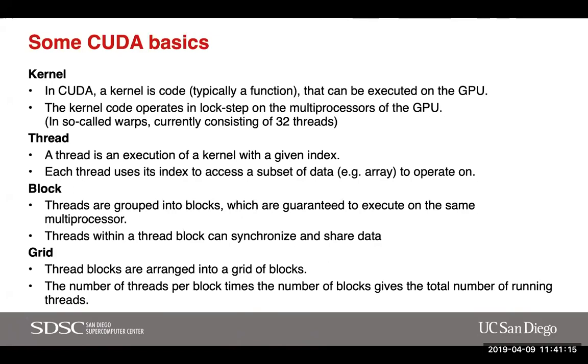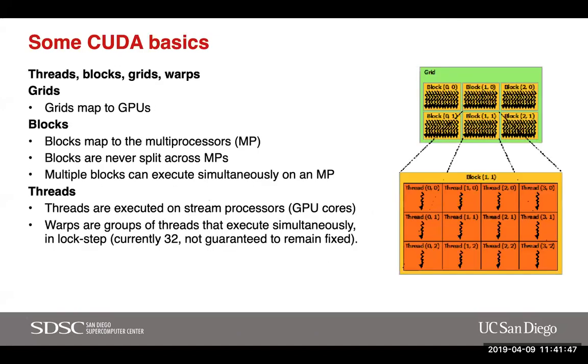Threads are grouped into blocks. Blocks are guaranteed to execute on the same multiprocessor, which means that threads within a block can synchronize and they can share data via a shared memory that's sitting on that multiprocessor. And then the so-called grid is basically the total number of blocks that are executing on the GPU at the same time. The total number of running threads, of course, is the number of threads per block times the number of blocks that are launched on the GPU to execute in parallel at the same time.